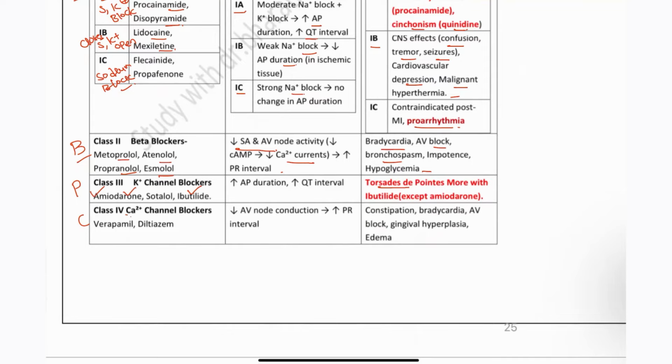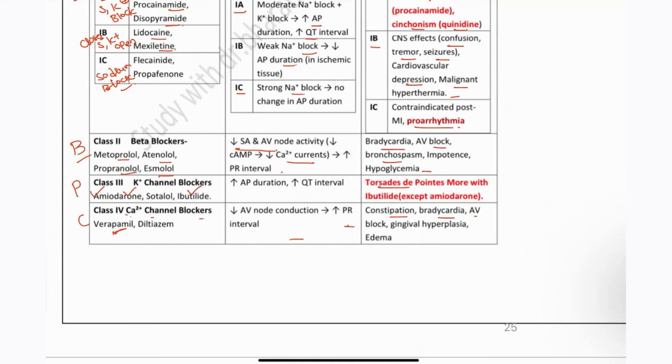Next, class 4, calcium channel blockers. It is going to have verapamil and diltiazem. Again, it is going to increase the PR interval. For those patients who are suffering from asthma, we can give verapamil for PSVT, right? Constipation, bradycardia, AV block, these kinds of simple symptoms will be seen in this patient.